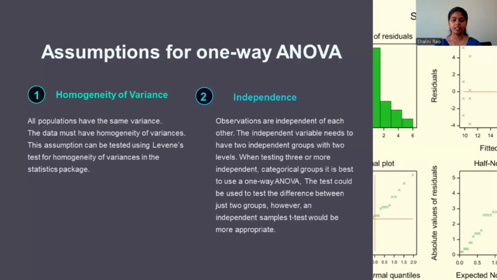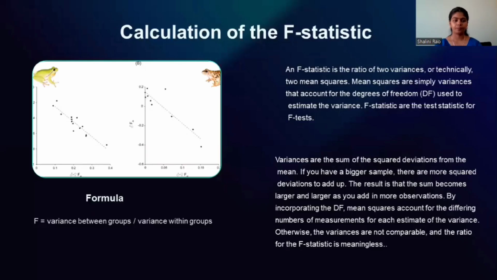Independence. Observations are independent of each other. The independent variable needs to have two or more independent groups, or levels. When testing three or more independent categorical groups, it is best to use a one-way ANOVA. The test could be used to test the difference between just two groups. However, an independent samples t-test would be more appropriate.